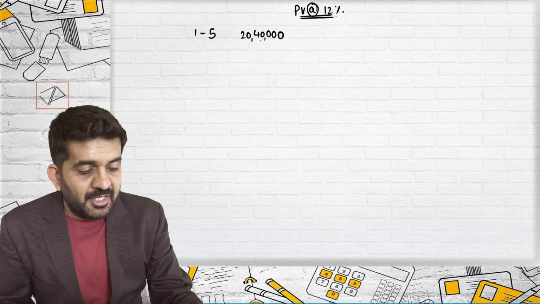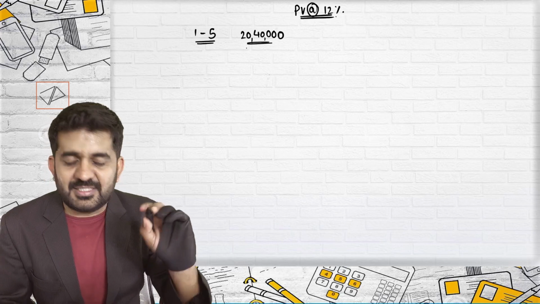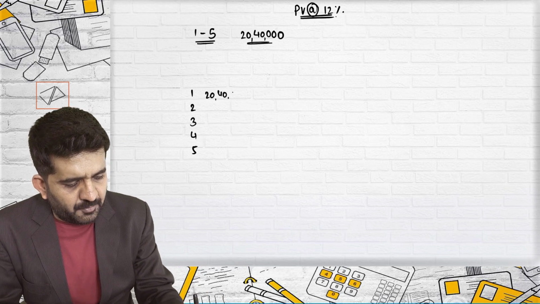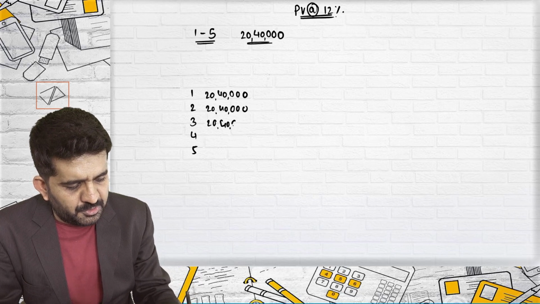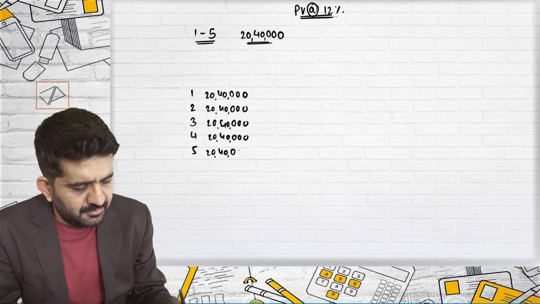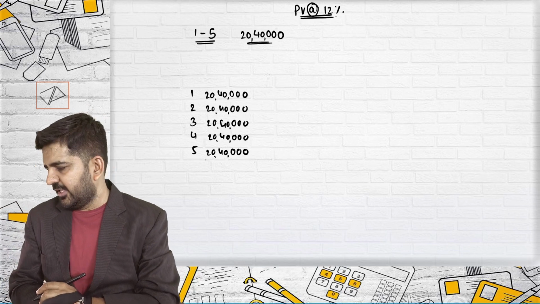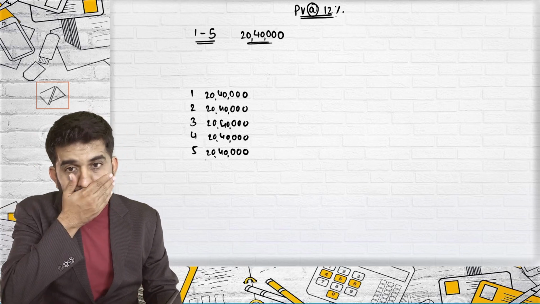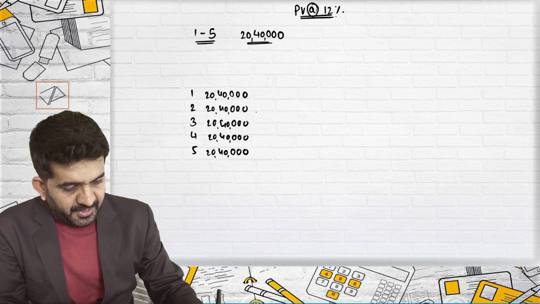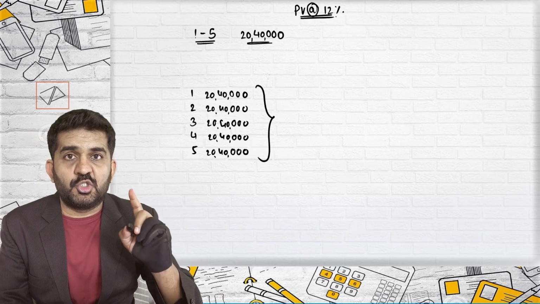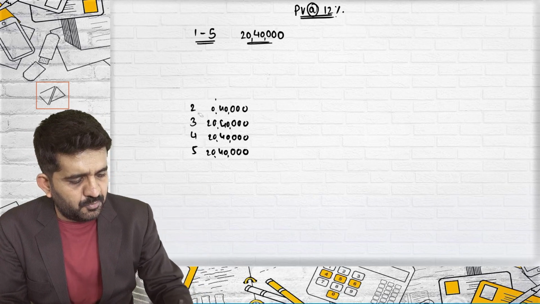Try to understand this denomination means this. 1, 2, 3, 4, 5, and cash flow is 20 lakh 40,000 in each of the years. Is it all right? And you need to find out present value of this at the rate of 12%. So you should not confuse that this is cash flow only at the end of 5th year. This is cash flow for all the years.